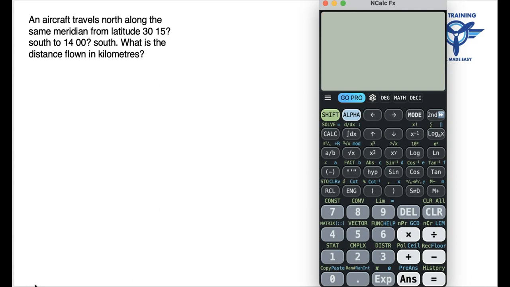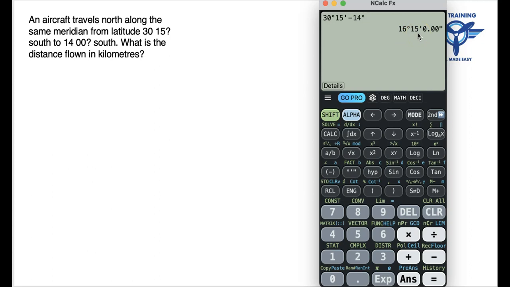Let's have a look and see what we need to type in. We're going to start with the big number minus the small number. Whichever way round it's written in the question, do it that way round, and that just keeps things nice and simple. So all I'm going to do is 30, and then hit degrees, 15 minutes, and then minus 14 degrees. And that gives me 16 degrees 15 minutes. So that's the difference between those two positions on that meridian.